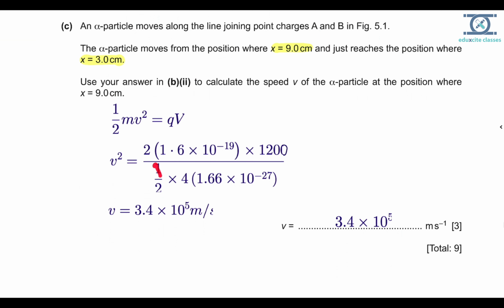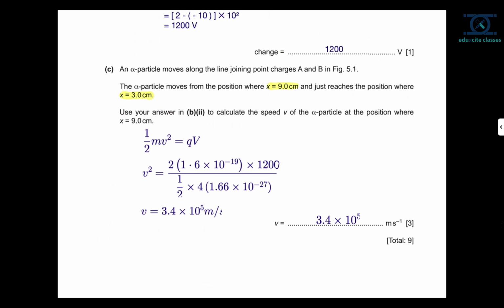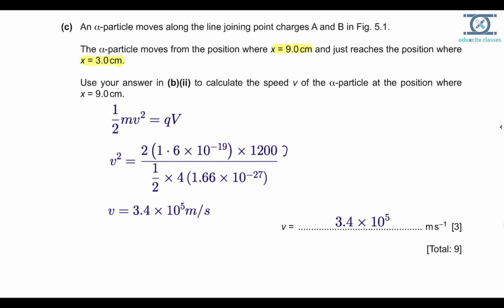Now that is divided by half of mass of alpha particle, that is 4 times the mass of a proton. So 1.66 into 10 raised to power minus 27. Putting up the values, you will get your answer as 3.4 into 10 raised to power 5 meter per second. So this is your answer for your C part, that is the speed.